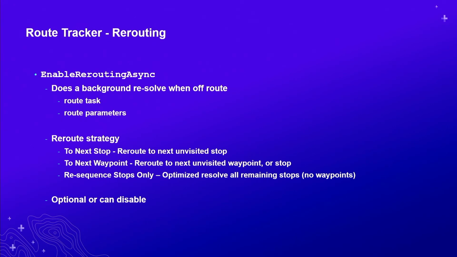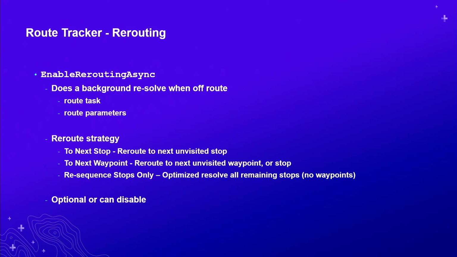First, to the next stop. This reroutes you directly to the next stop, and if you have waypoints, it drops all those up to the next stop. So it goes directly to the next stop using the best path possible. Any waypoints beyond the next stop, though, will still be continued to use.